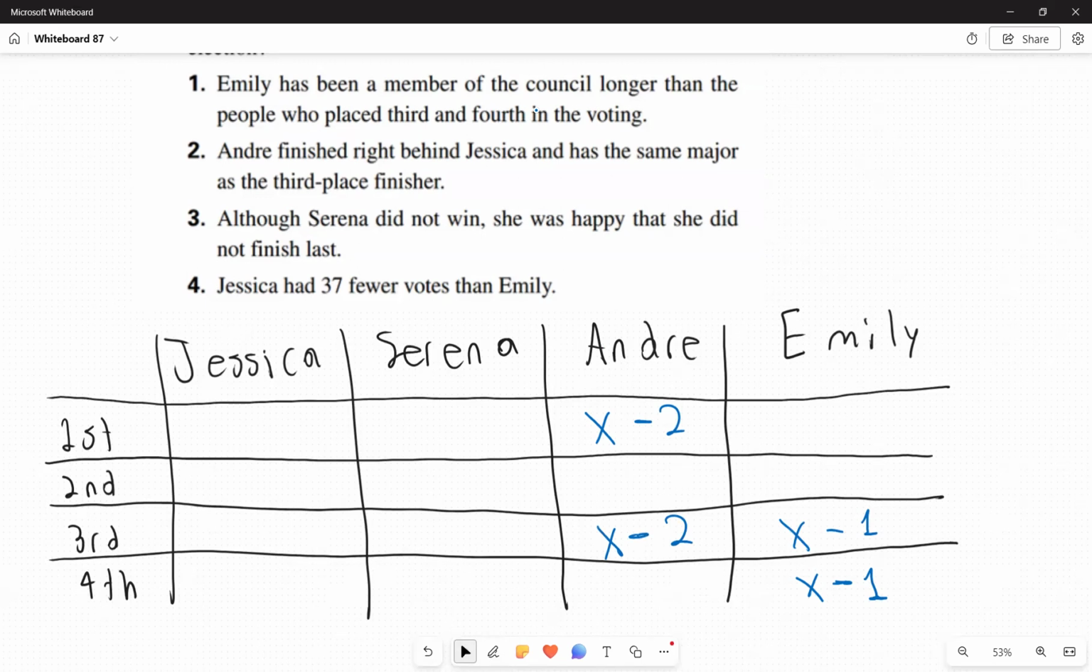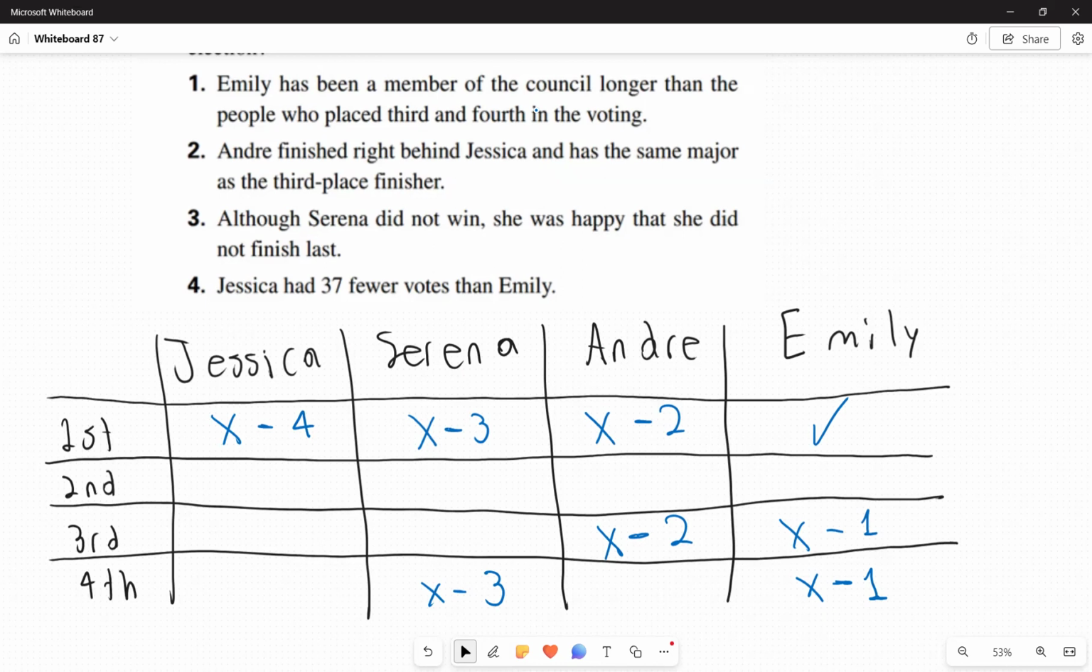Third clue, though Serena did not win, she was happy that she did not finish last. So we know that Serena was not first, but wasn't last either. And fourth clue is that Jessica had 37 fewer votes than Emily. So she has fewer votes than Emily, so we know that Jessica wasn't first. And with that in mind, the first place went to Emily.